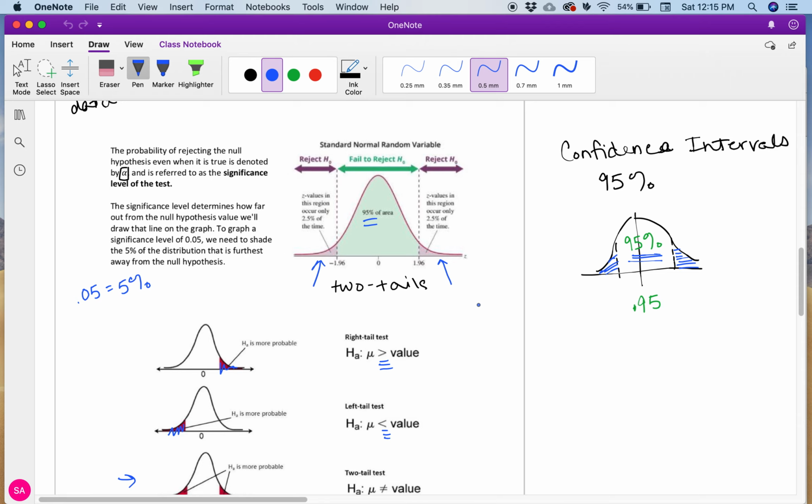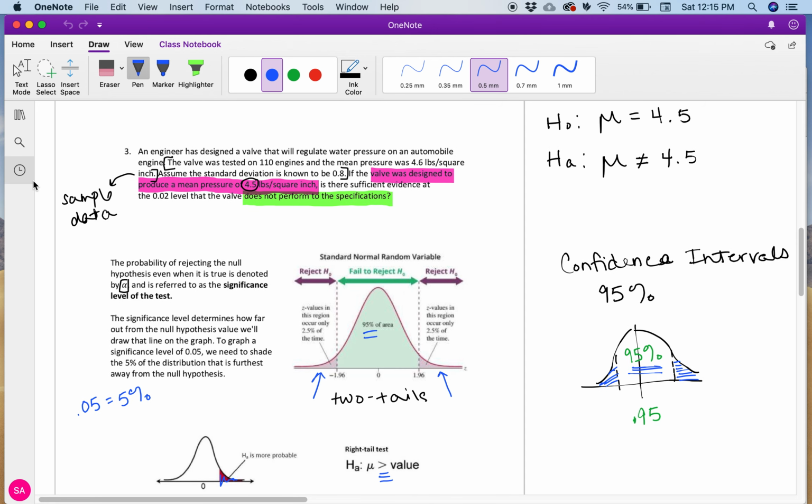But we set up these critical values, and then we develop a test statistic from that sample data that we had. Like in this example up here, our sample data was a valve was tested on 110 engines, and the mean pressure was 4.6, and we're assuming the standard deviation to be 0.8. That was the sample data. We use that to create a test statistic, and then we see where that test statistic is. We compare it to our critical values.